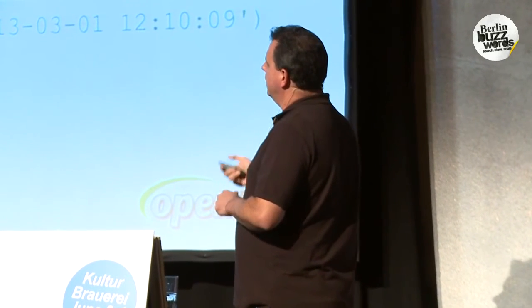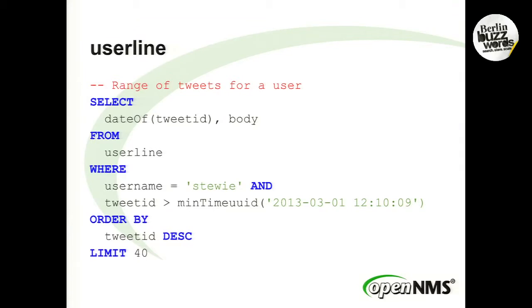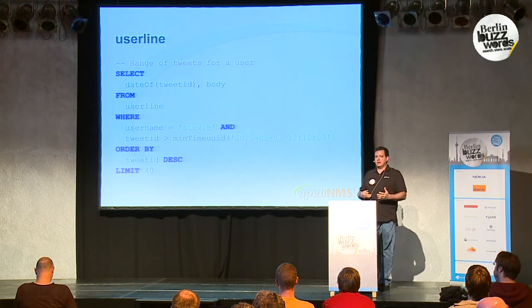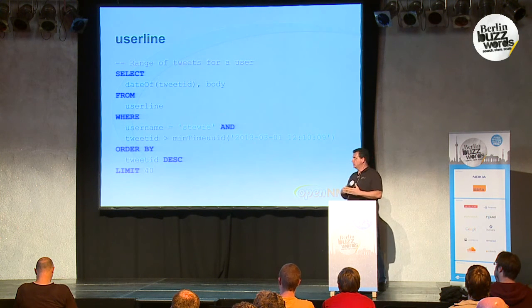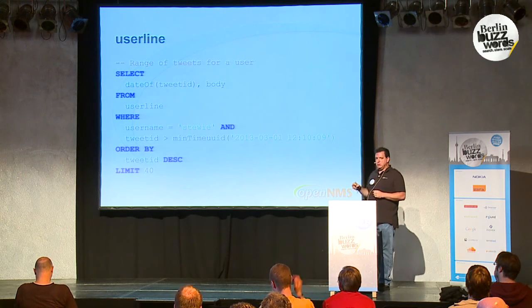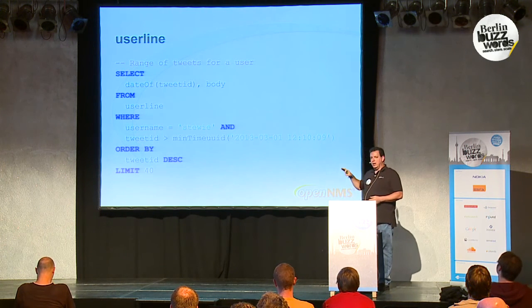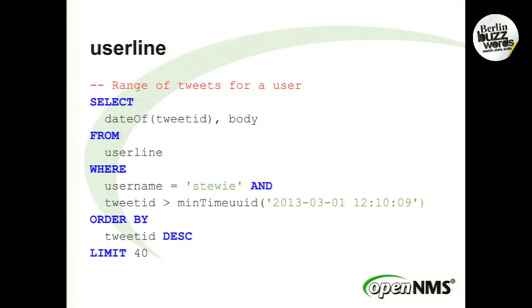So what that lets us do is a select on this table we've created of the tweet ID and the body. In this projection we're applying a dateOf function on the tweet ID so that the results we get back are a timestamp. We'll have Cassandra return the date for us instead of the UUID. We select that from the userline where the username is Stewie, because we're interested in the list of tweets he's created, and then we can use predicates on the time UUID that are date-based.